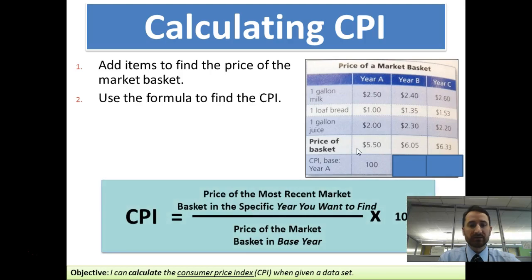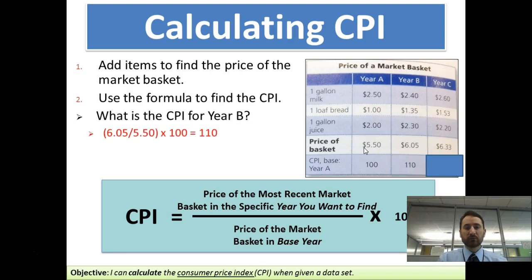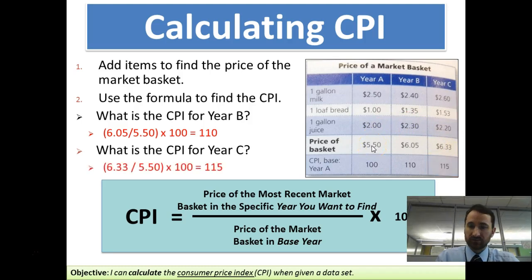Then we use this formula to calculate the CPI. The price of the basket in the year you want to find. So if we want to find year B, we're going to take the price of the market basket in year B divided by the market basket in our base year. Our base year is our starting point, and that's always going to be given to you. So here it's year A, and so this number is always in our denominator. And so the CPI for year B is 605 divided by 550 times 100, and we get 110. For year C, we're going to take 633 divided by our base year, 550, times 100, and we get 115.